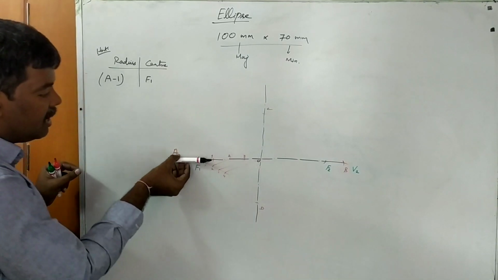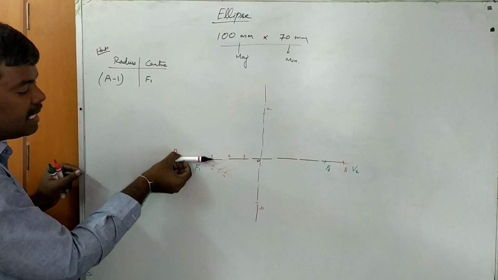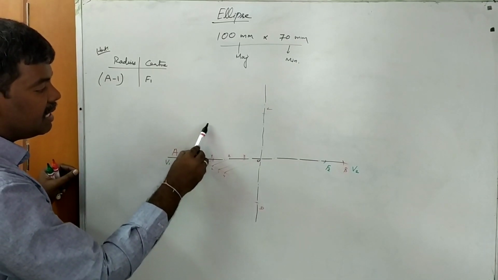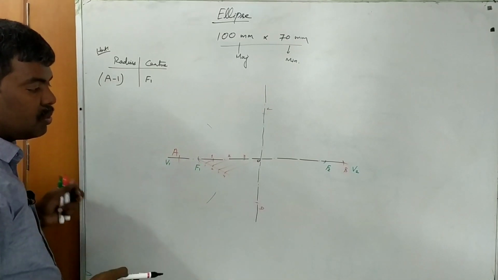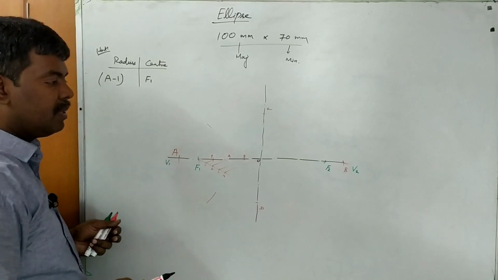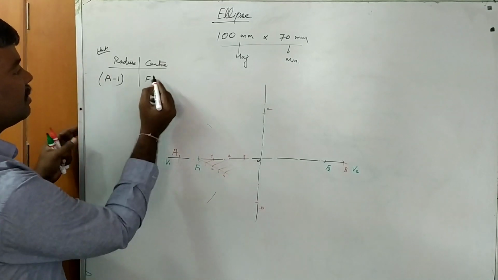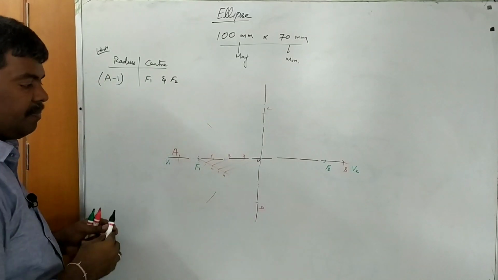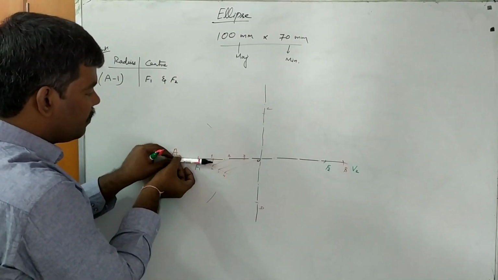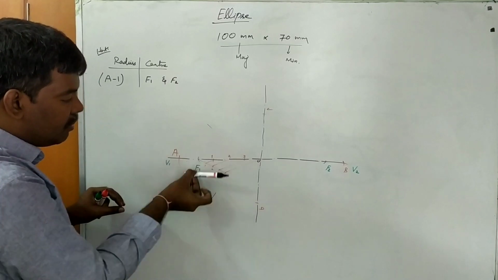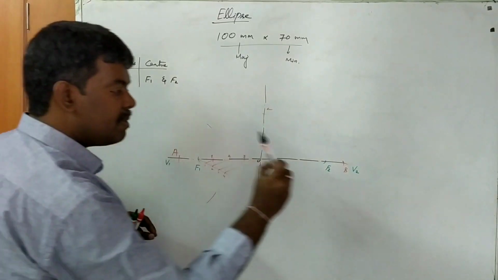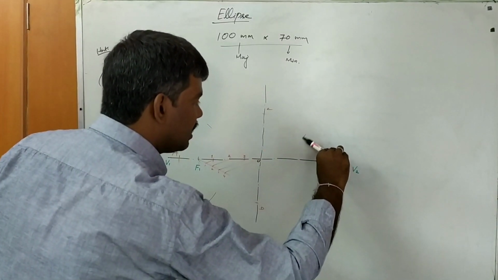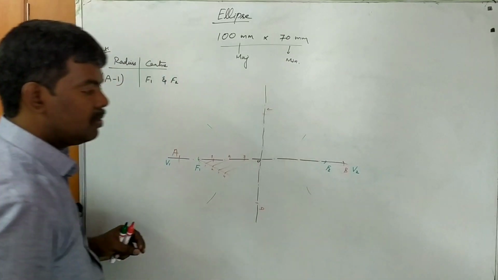So from A to 1 as the radius, F1 as the center, intersect. You draw two arcs on top and bottom. Same radius, F2 also consider as a center. So A to 1 as a radius, F1 as a center, both sides you draw arc. Same radius, F2 as a center, you draw two arcs.